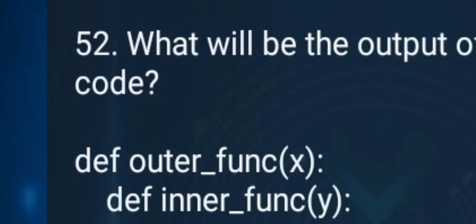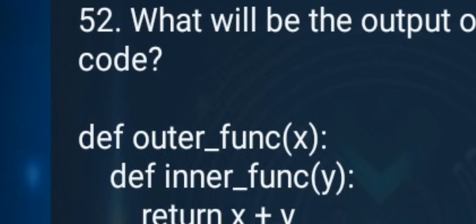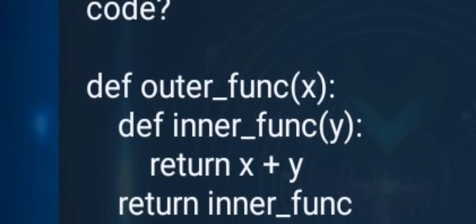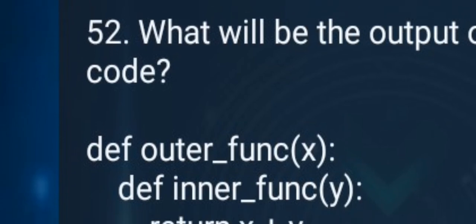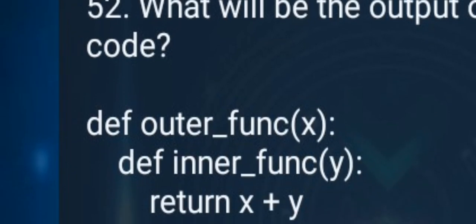But what does the outer function do? The outer function returns the inner function. That's all it does. Whenever you invoke it or call it with an argument in the place of x, it will return the inner function. That's it. What about the inner function? The inner function returns the summation of two numbers.